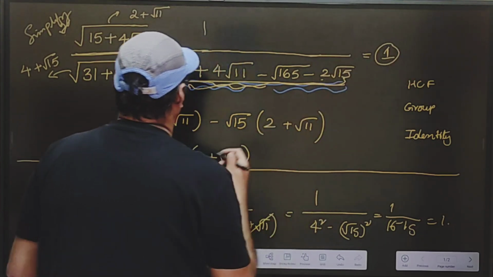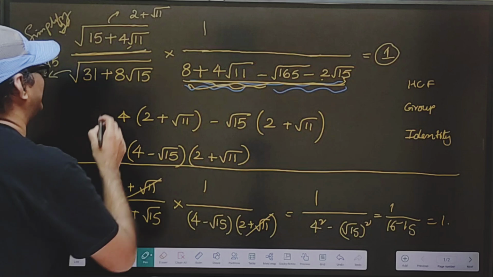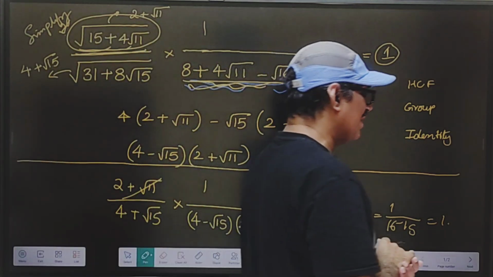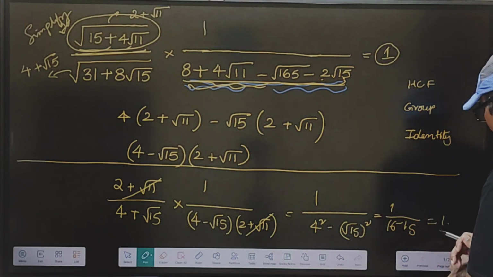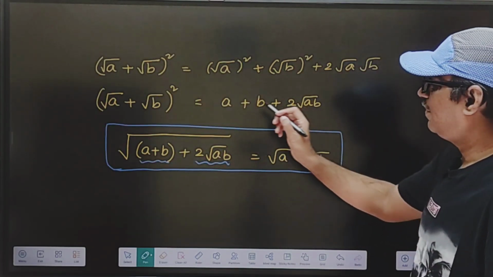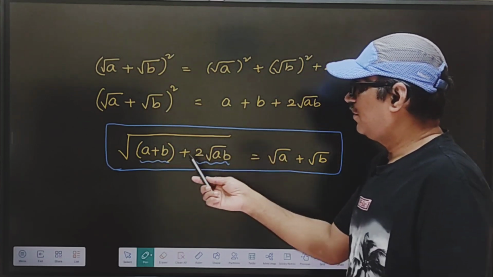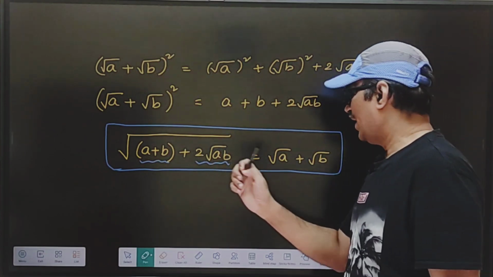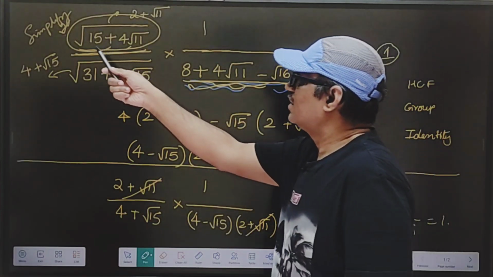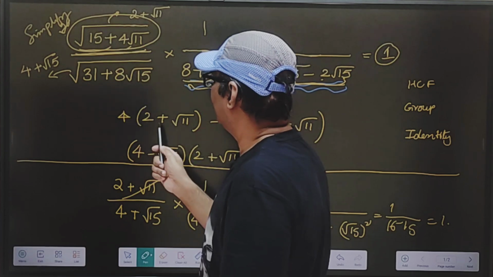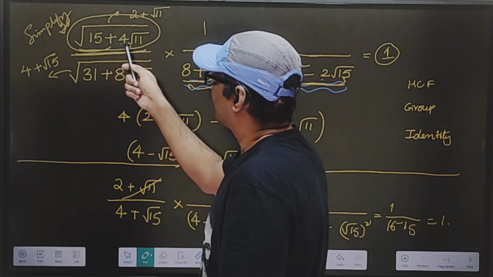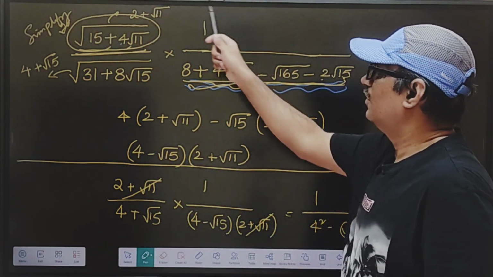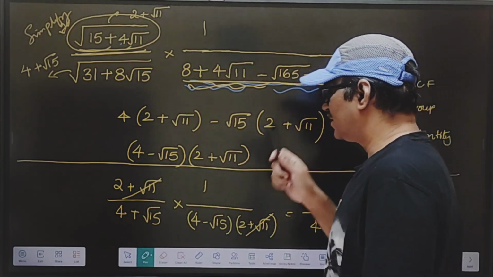One thing about why I have shared this particular problem: the concept is there in NCERT, but this type of example or exercise problem is not there in NCERT. So this particular formula, square root of a plus b plus 2 root ab equals root a plus root b. Whenever we are given problems like this with square roots, we will try to get this into a plus b plus 2 root ab format, so that our square root will be root a plus root b. So simplifying this, finally our answer is equal to 1.